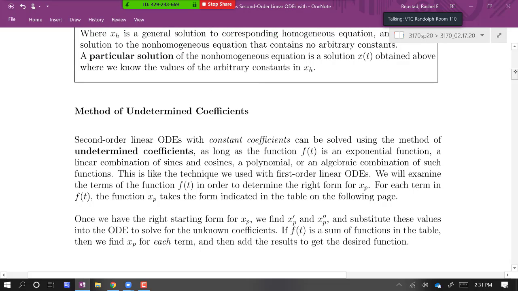What we use to help us find that particular solution is called the method of undetermined coefficients, and I think some of the algebra will appear similar to when we do integration by partial fractions. Sometimes we use the method of undetermined coefficients to figure out what those numerators had to be.